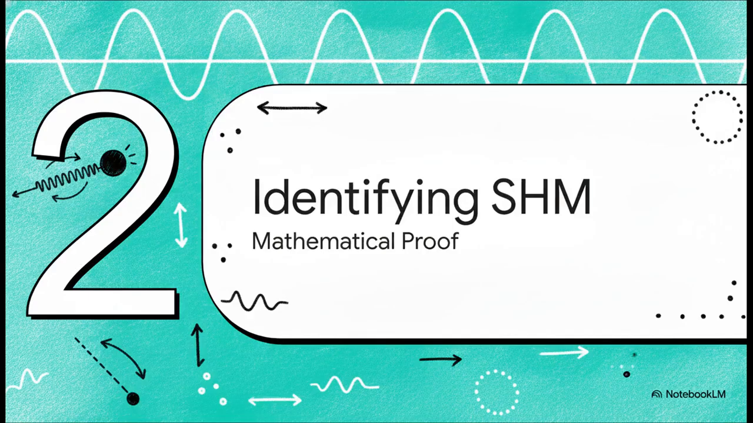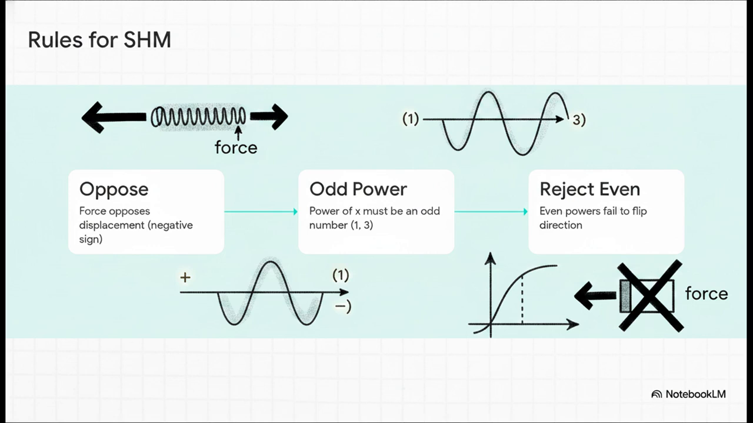Moving on to Section 2, identifying SHM. Let's figure out what actually makes a motion simple and harmonic. If you want to mathematically prove a movement is a true oscillation, here is step 1. The force has to oppose your displacement, meaning we need a negative sign in the equation. But step 2, this is where the magic happens.